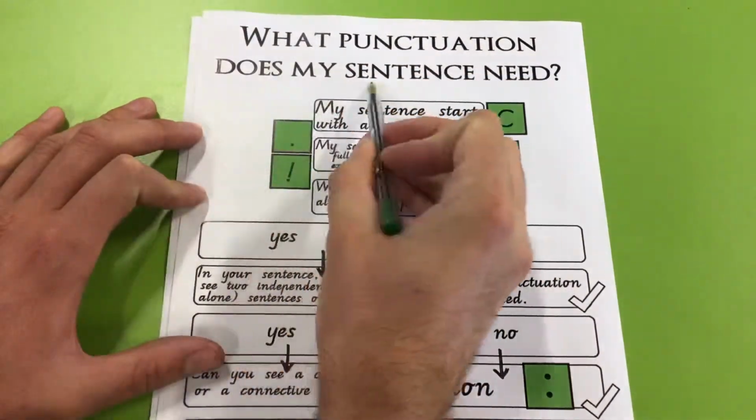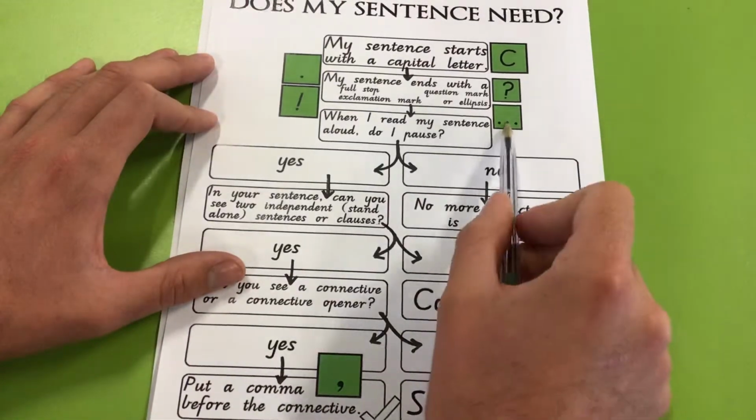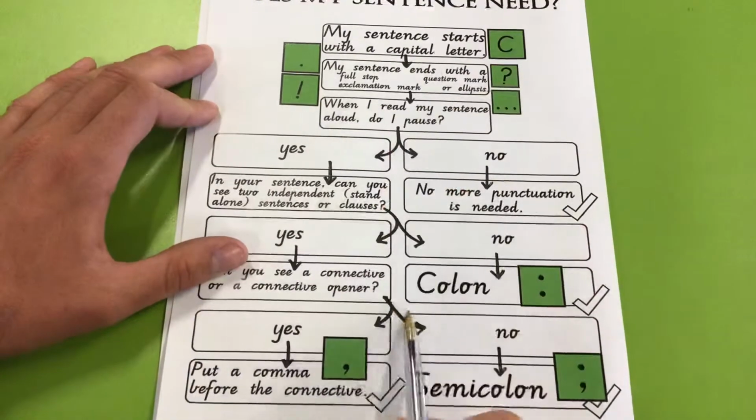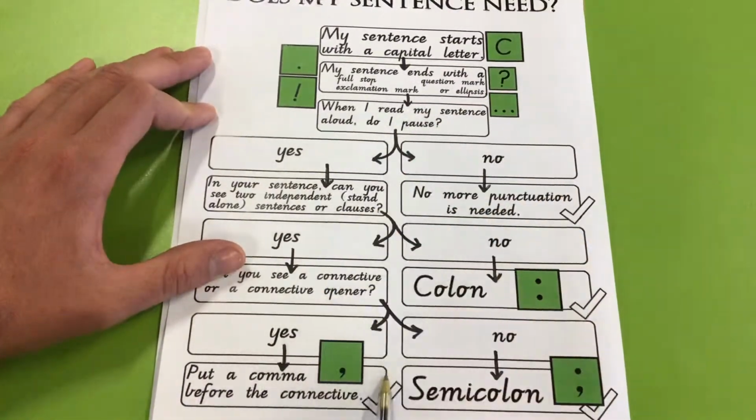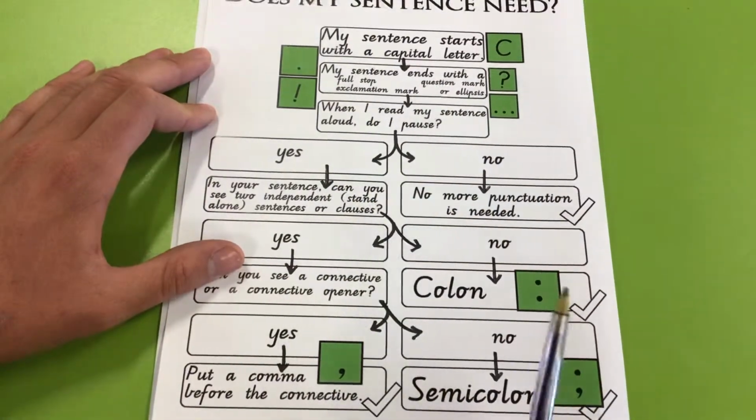What punctuation does my sentence need? This poster will show you how to use all 8 of these pieces of punctuation correctly in a sentence. It is a flowchart, which means it follows a process. You need to start here and you follow the arrows, depending on what you need in your text.